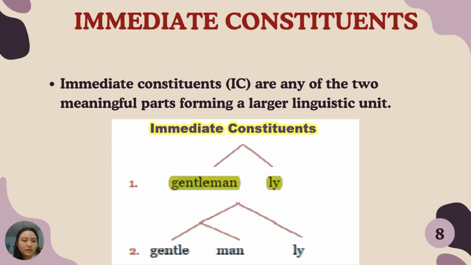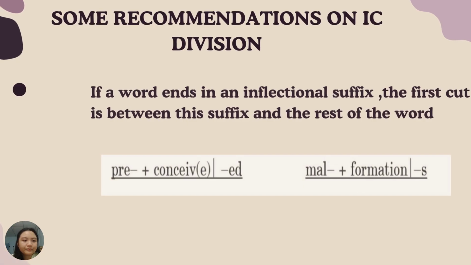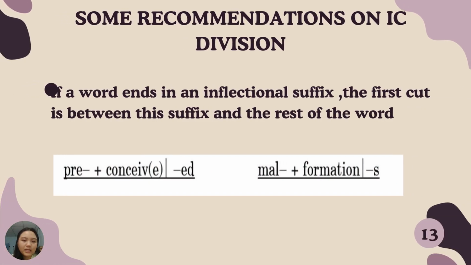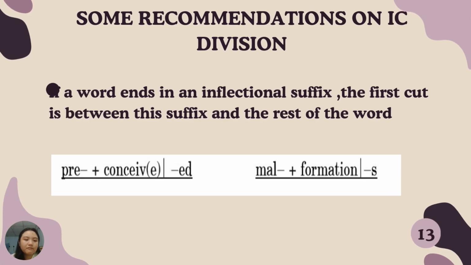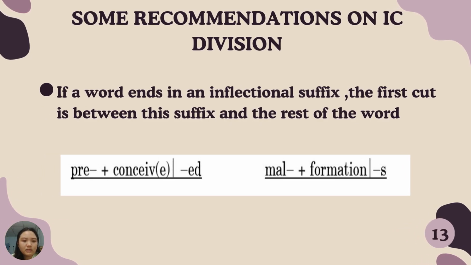Immediate constituents, abbreviated IC, are any of two meaningful parts forming a larger linguistic unit. I have some recommendations in IC division. If a word ends in an inflectional suffix, the first cut is between this suffix and the rest of the word. Reconceived, and we cut it here because we have a suffix. -ed is an inflectional suffix.